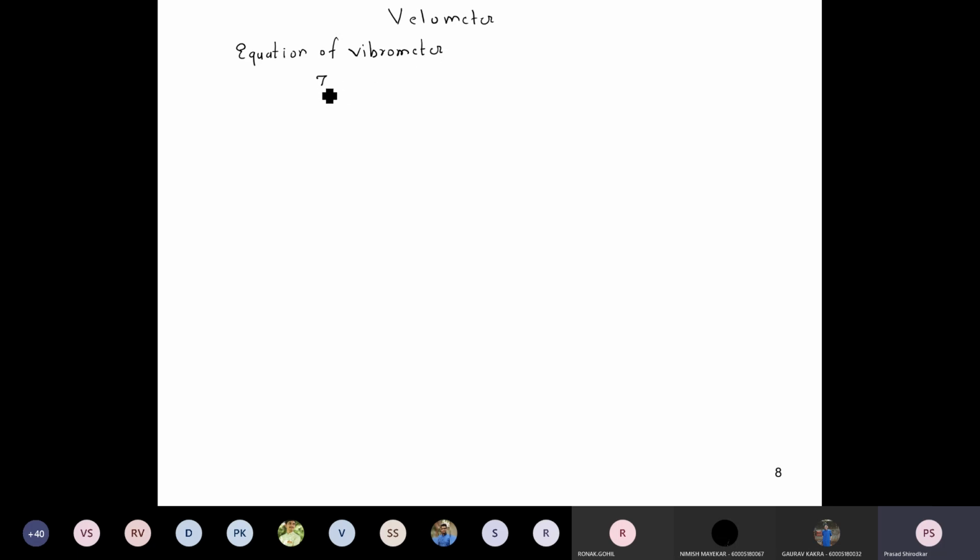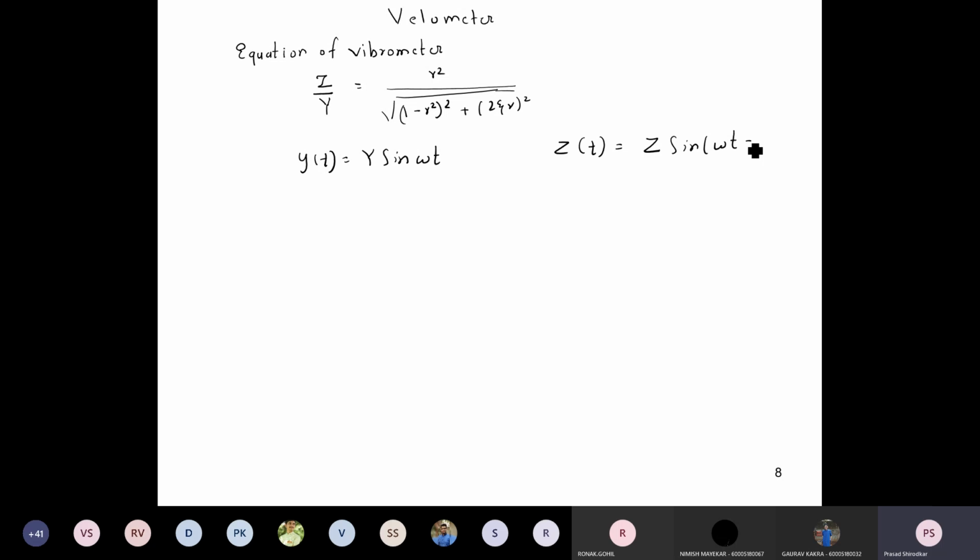which we derived yesterday, was Z by Y, that is the amplitude ratio, is equal to R square upon square root of 1 minus R square whole square plus 2 zeta R whole square. Alright. So I can write y of t is equal to Y sine omega t, and correspondingly z of t will be Z sine omega t minus phi, because there will be some phase lag. So y dot t is equal to Y into omega cos omega t, and similarly z dot t is equal to Z into omega into cos omega t minus phi.